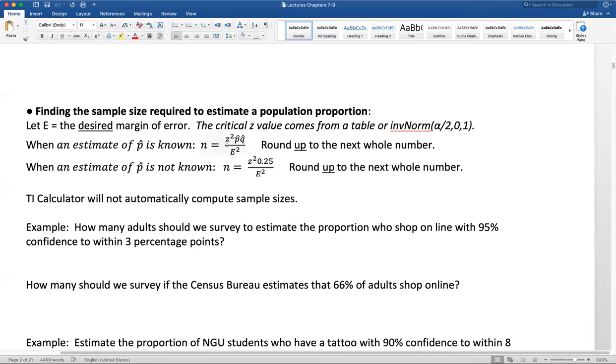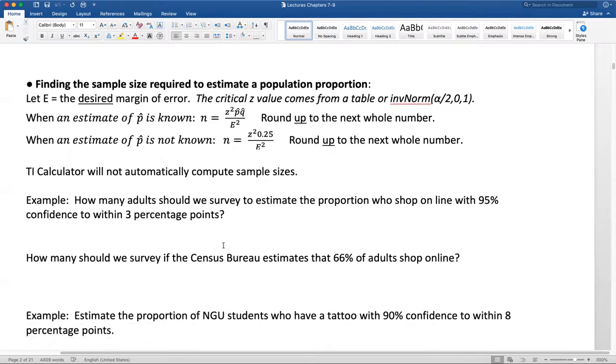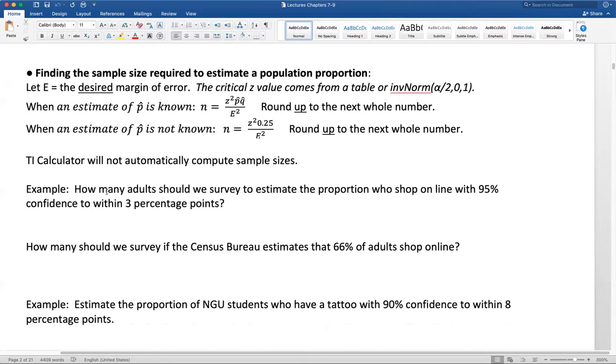The other thing we have to find is the critical z value. Normally the problem gives us the confidence level, and using it we find the z score corresponding to alpha over 2. Let's see an example. How many adults should we survey to estimate the proportion who shop online with a 95% confidence level to within 3 percentage points?